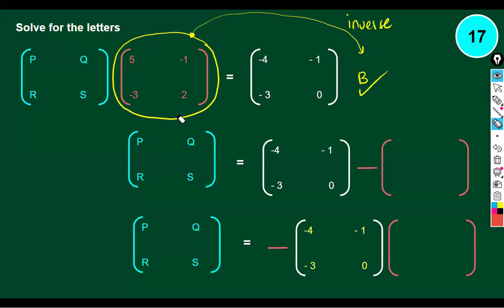Let's find the inverse here. Multiply these two: 5 multiplied by 2, minus 3 multiplied by minus 1. 5 by 2 is 10, minus 3 by minus 1 is positive 3. It's correct. 10 minus 3 is 7. The determinant was 7, right? It was 7. So I made a mistake.